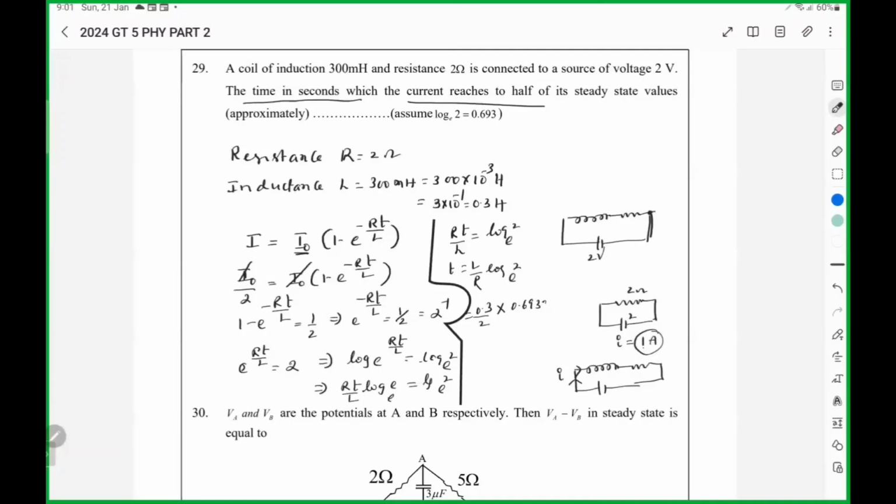Here the inductance is 300 millihenries. So what you get here is 0.3 into 0.7, roughly 0.21, approximately, divided by 2, which is 0.1 approximately.